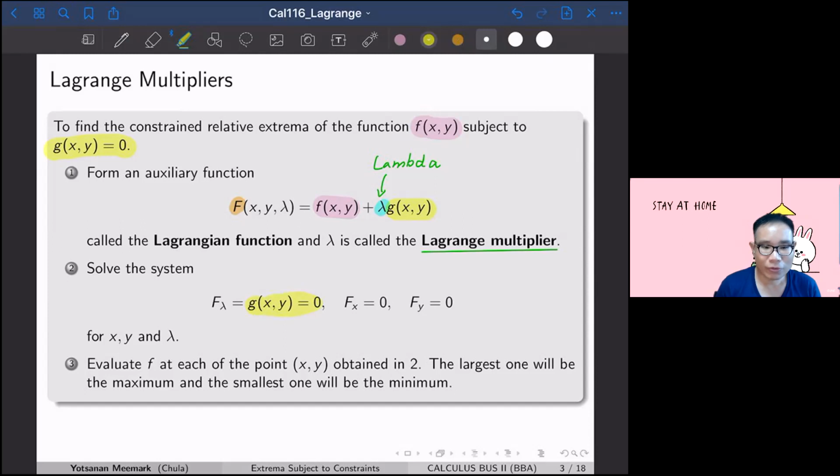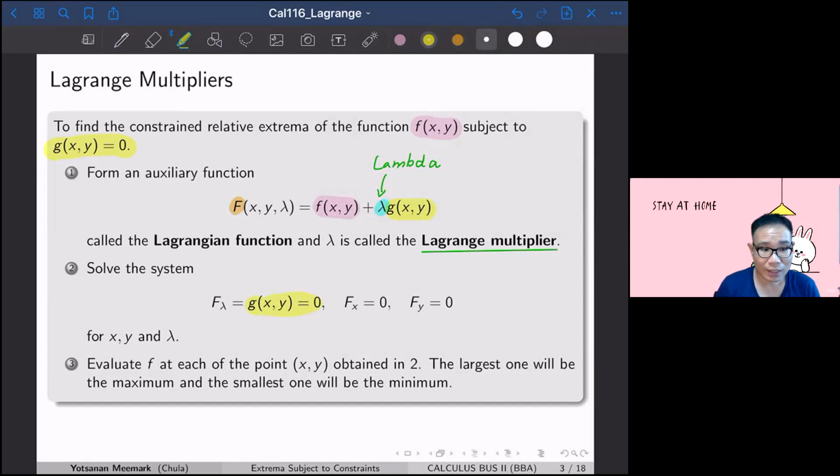Normally, we're gonna solve for x, y. However, lambda will be the thing that we're also going to have to use. And the last step will be we're gonna evaluate f at each point (x, y) obtained in the second step. The largest one will be the maximum and the smallest one will be the minimum.